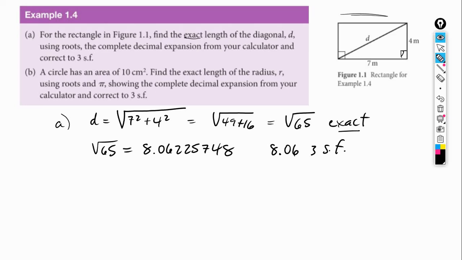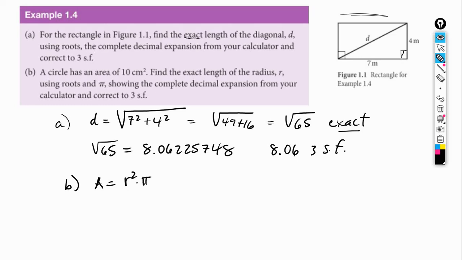Next, we have part B. Part B, and this is more like a typical IB examination question. So it says a circle has an area of 10 centimeters squared. Find the exact length of the radius r using roots and pi, then showing the complete decimal expansion from your calculator and correct to 3 significant figures. So let's recall that the area of a circle is found by calculating area is equal to r squared pi, right? R squared times pi.